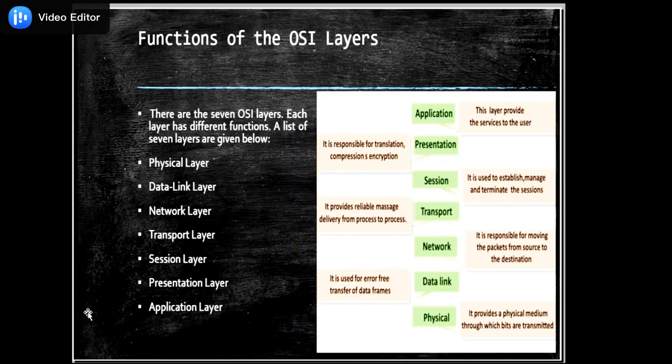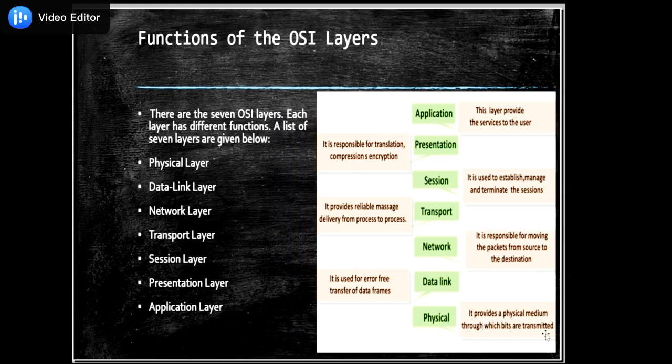Function of the OSI layers. The functions of the OSI layers are divided into 7 parts, as per our previous discussion. The OSI model consists of the physical layer, data link layer, network layer, transport layer, session layer, presentation layer and application layer. Physical layer: it provides the physical medium through which bits are transmitted.